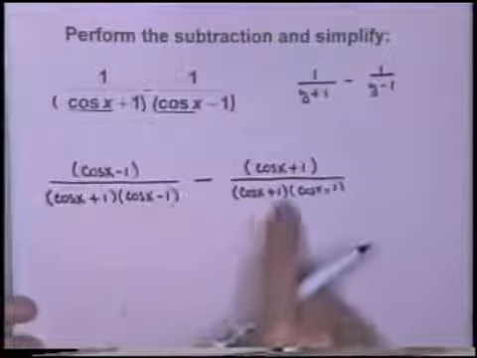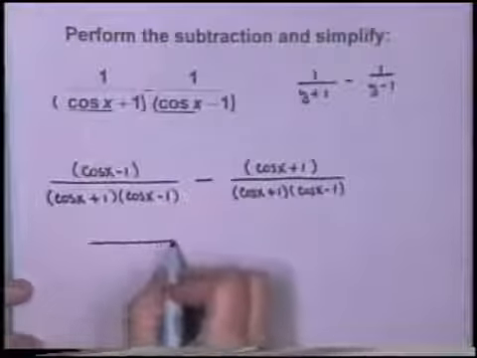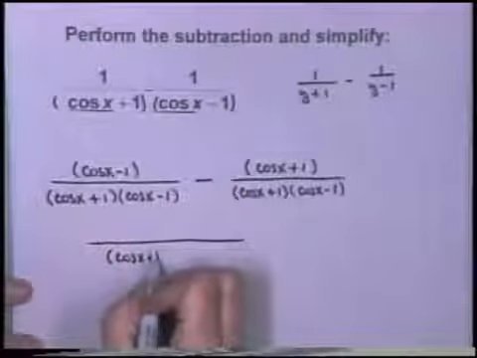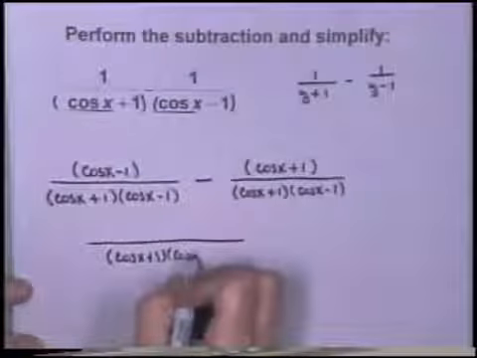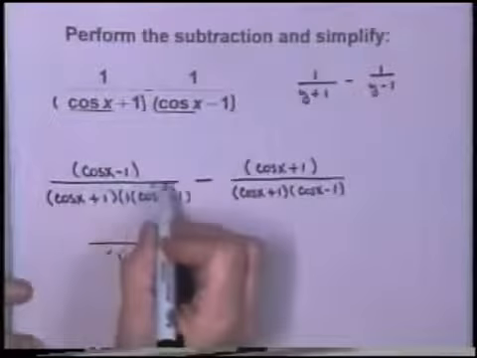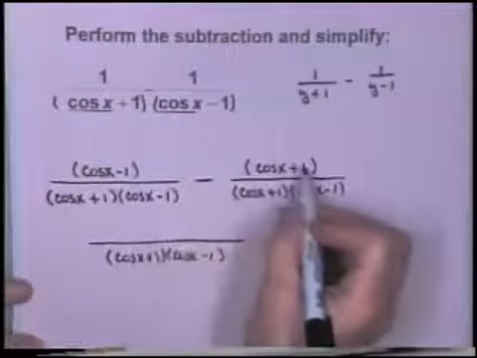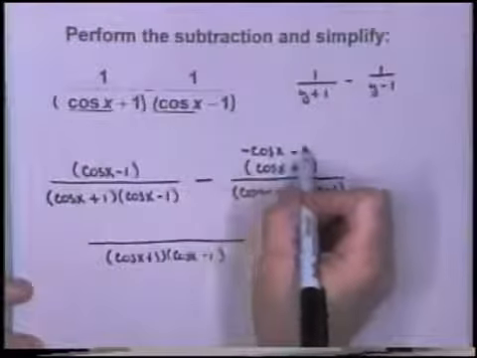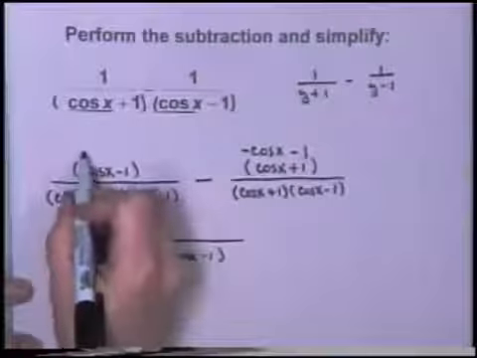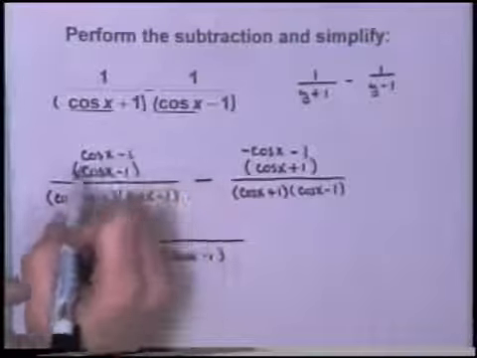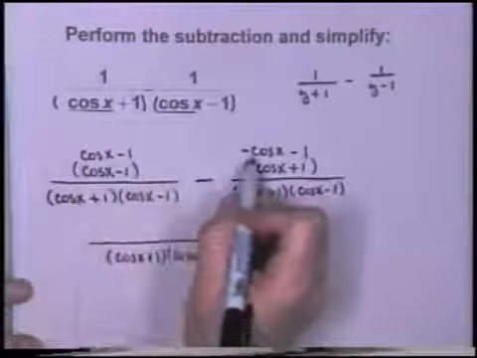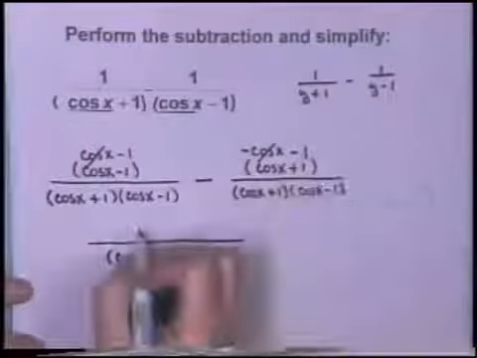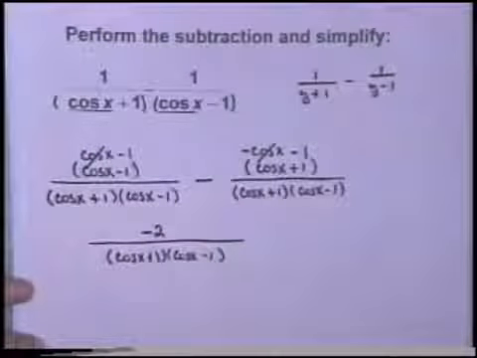Now, we are subtracting. We have a common denominator here, so let me bring the common denominator down. And remember, when we subtract, this negative is going to distribute across this parenthesis on this second one. So minus cosine x minus 1. Okay, you can remove this parenthesis here. So notice we have a cosine x minus a cosine x. Those will cancel out, won't they? Minus 1 is a negative 2.